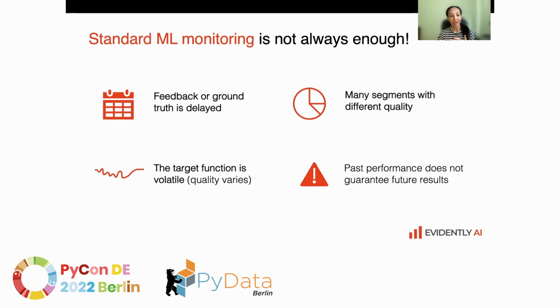The second is a volatile target function, which you're trying to estimate with the help of machine learning. In this case, when the function tends to change its values very often, it's hard to notice the moment when the quality starts decreasing because the function is just very volatile.